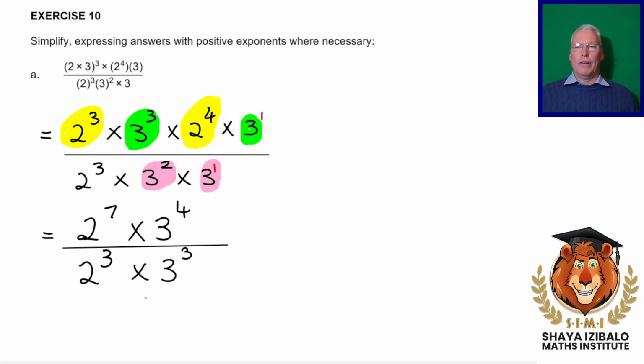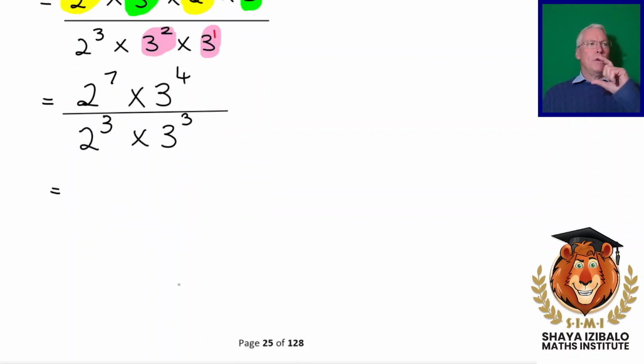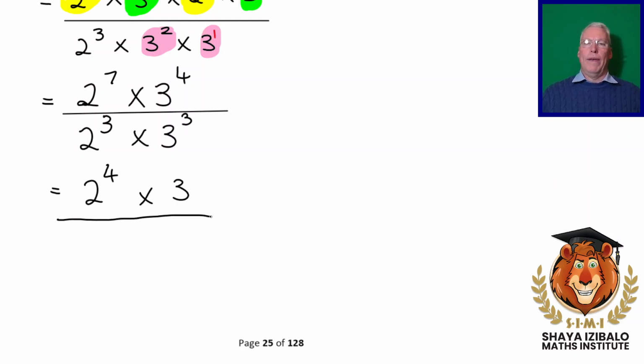Right, now we are doing some division. When we divide and our bases are the same, we subtract the exponents. So 2 to the 7 divided by 2 cubed, 2 to the 4. 3 to the 4 divided by 3 cubed, 3 to the 1. Right, do I need to write the 1? No. Is it wrong to write the 1? No. Is it simpler to leave the 1 off? Yes.